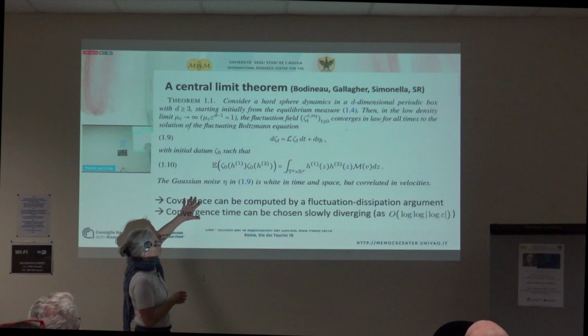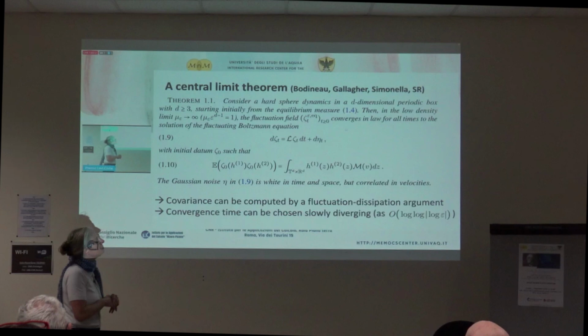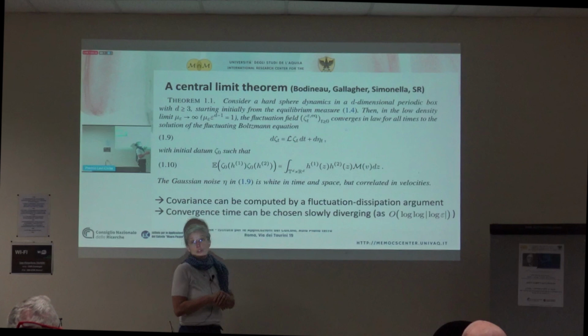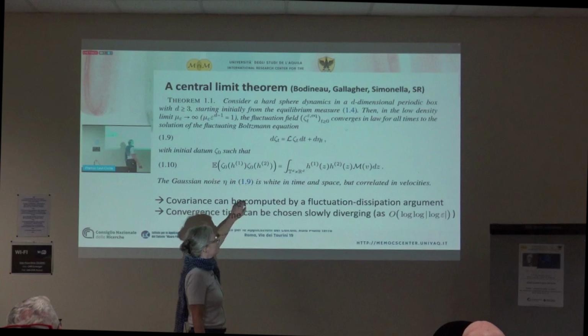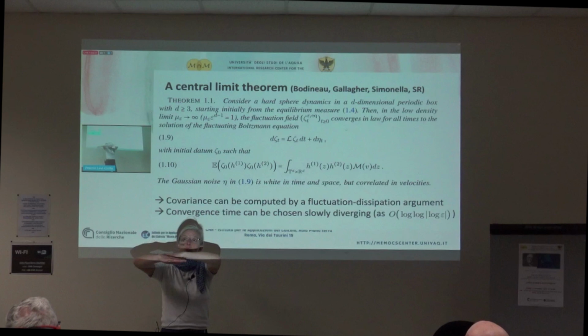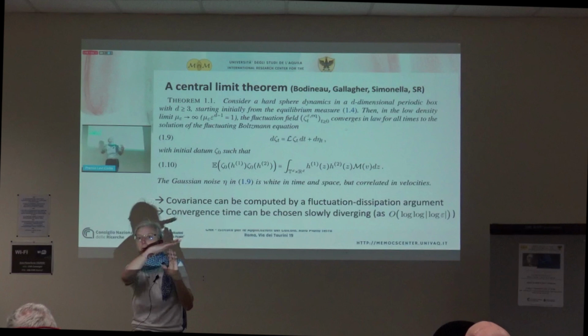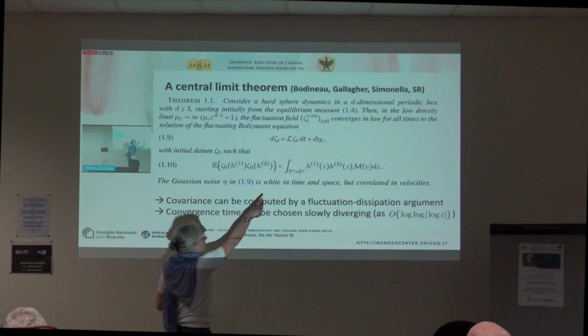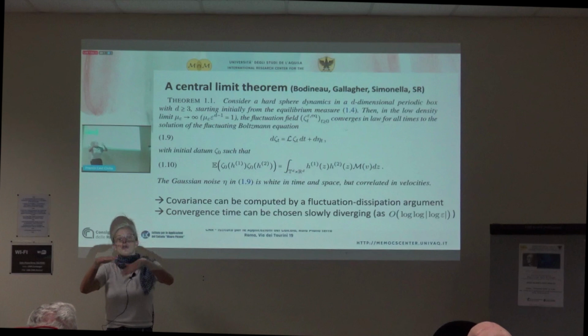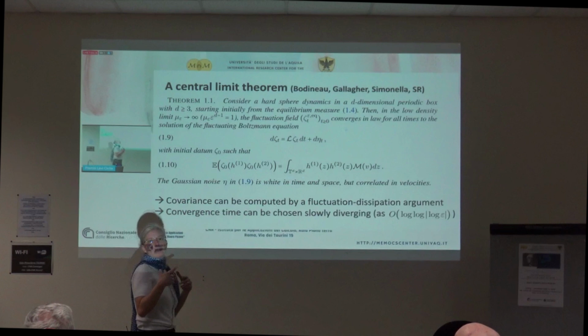Of course it's not very precise because I don't really define the noise here. Maybe what I can say is that essentially the noise, since it's a Gaussian noise, is completely determined by its covariance. And its covariance, you can get in a formal way just by using some fluctuation dissipation argument. As you are at equilibrium, this part here, which is the Boltzmann equation, is dissipative. We saw that you have dissipation of the L2 norm, and this part here somehow introduces the fluctuation, and because you are at equilibrium, the fluctuation should exactly equilibrate the dissipation. So this is the way you can guess the covariance here, even though you are not able to prove this.